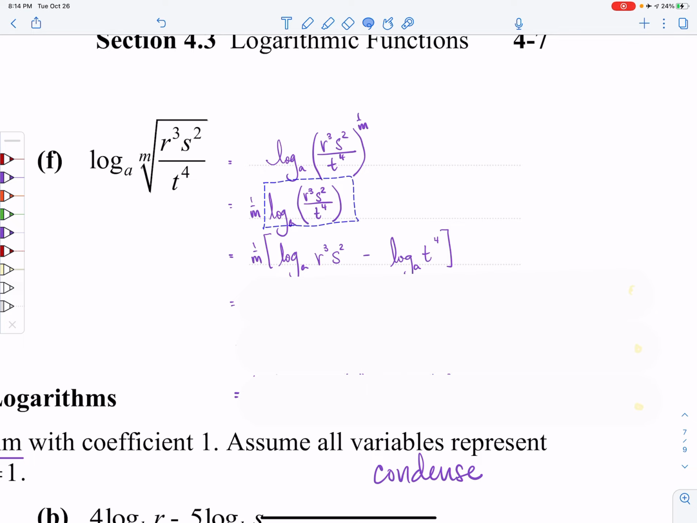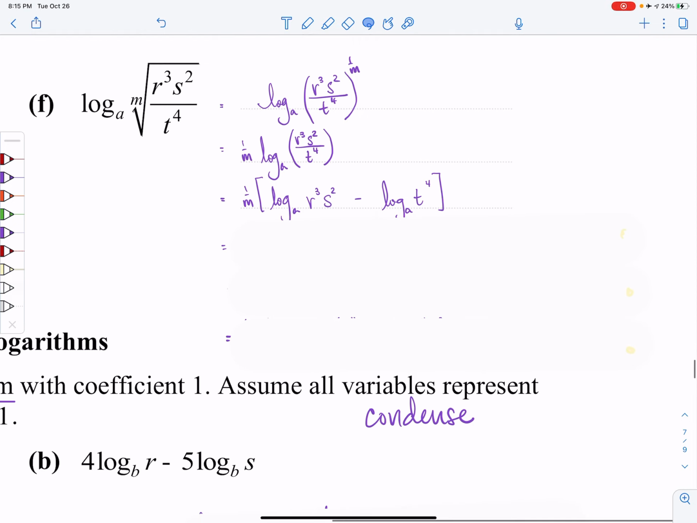So when I take this log that is currently in a box and I split it into 2 logs, that 1 over m needs to be multiplied by the whole entire thing. At the end, I'm going to distribute the 1 over m, but for now, you just need to understand that 1 over m is being multiplied by the entire thing, which is why I used a set of brackets. You could also use a set of parentheses.